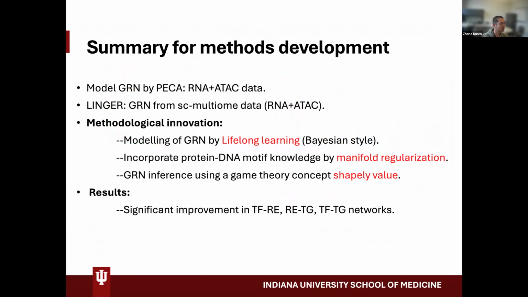So to summarize the method, we use RNA and ATAC data to train a model for GRN. PECA and LINGER are the single cell versions of RNA-ATAC methods to learn GRN. The innovation here is, first, we use lifelong learning, which is actually a Bayesian-style transfer learning. We incorporate the knowledge using manifold regularization, and we use the game theory concept Shapley value to extract the importance and infer the network. Then the result is that we improve those results significantly.